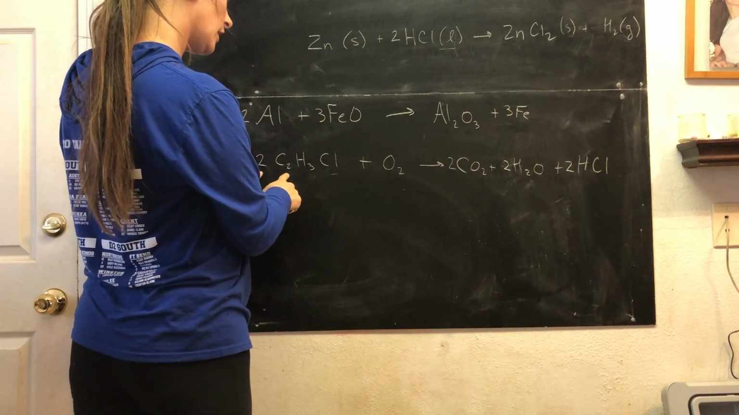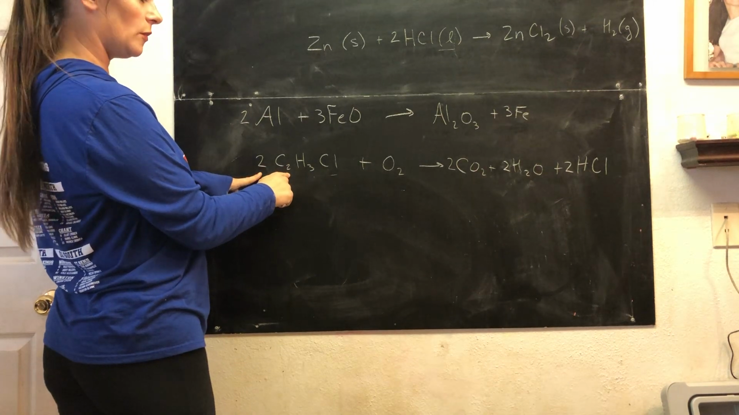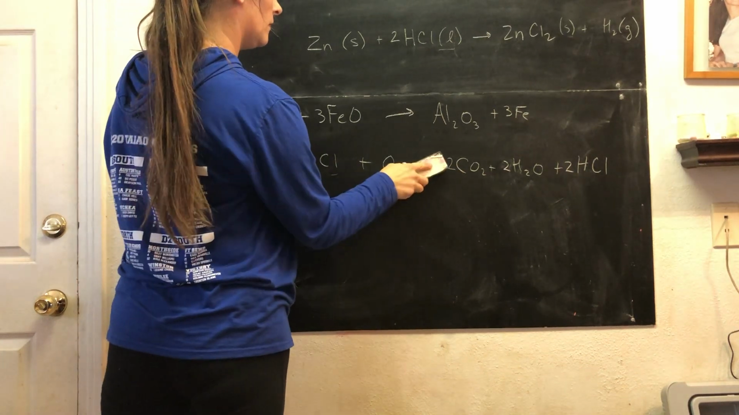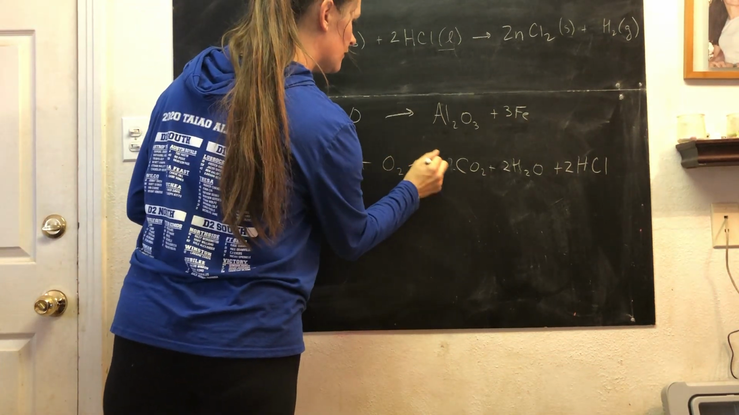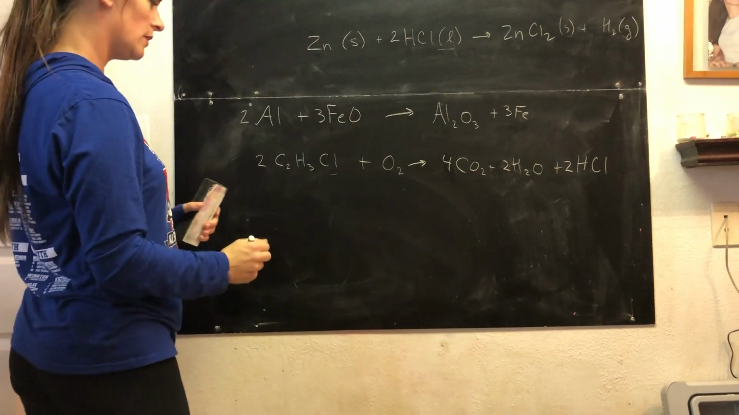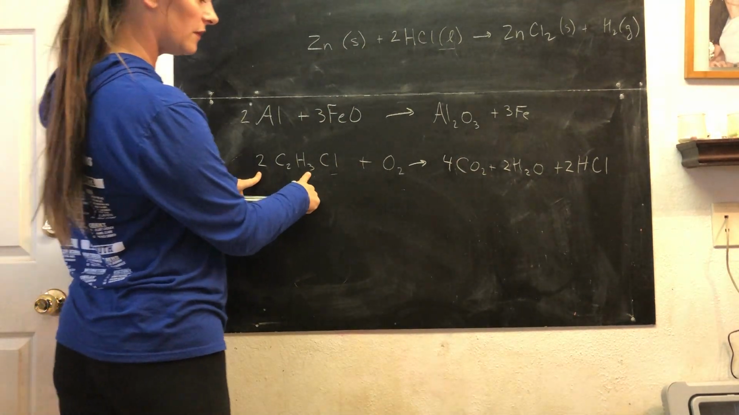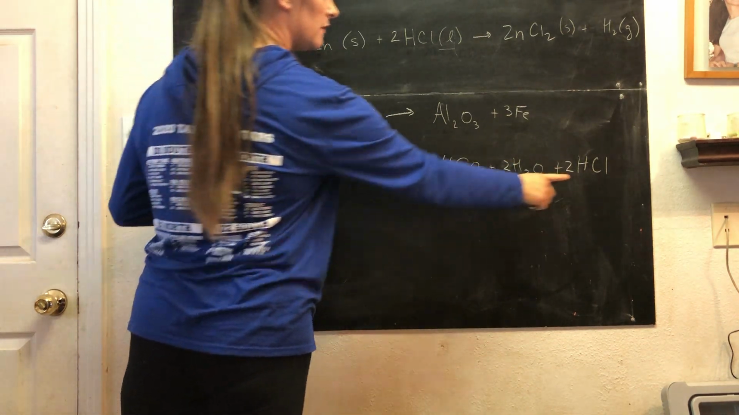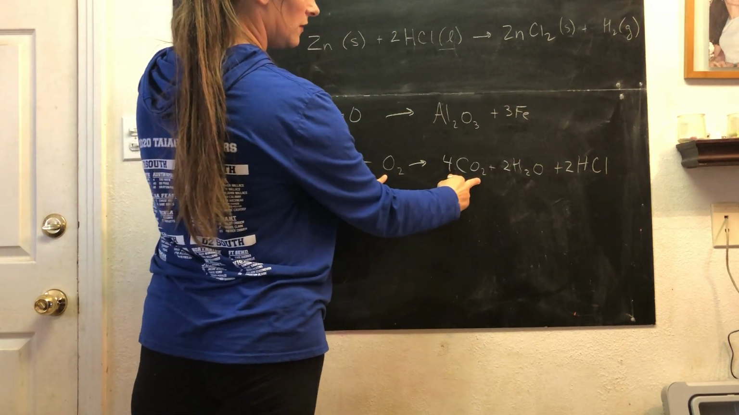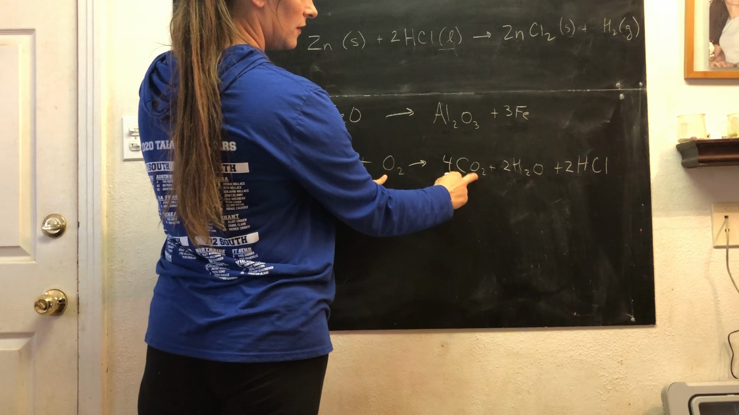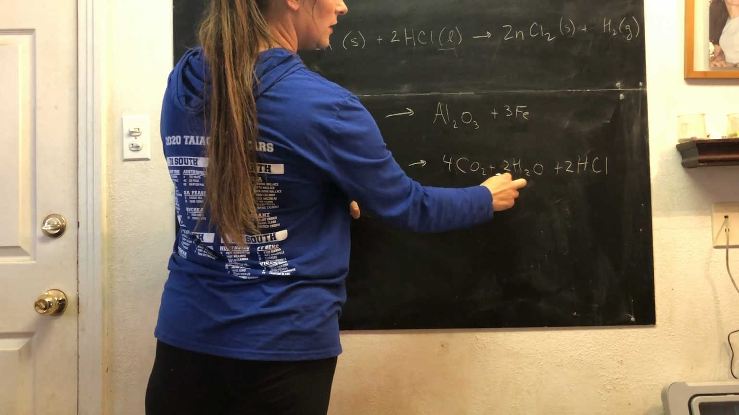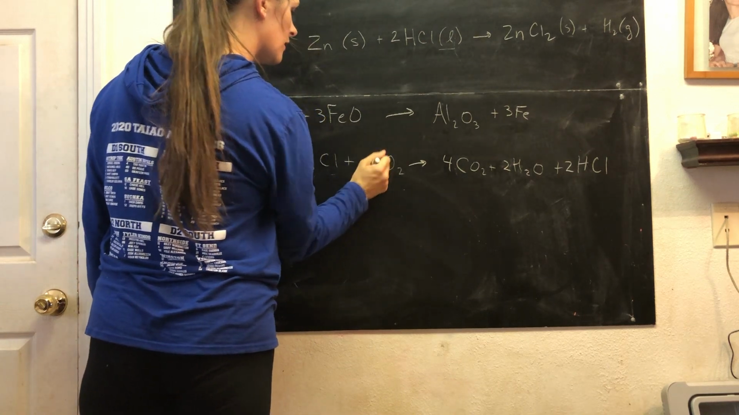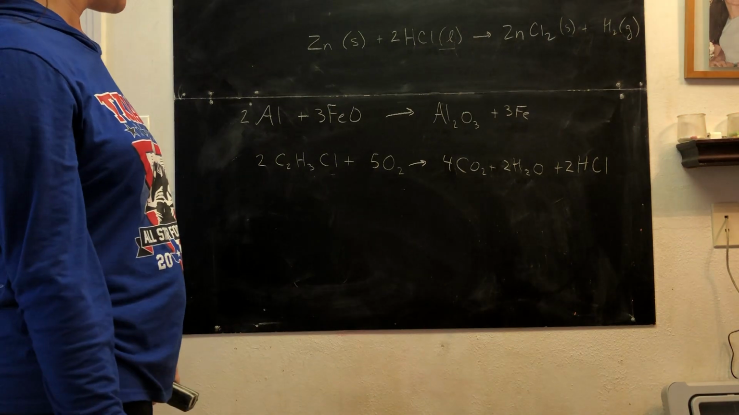So now we've got 4 carbons, right? 2 times 2 is 4. And only 2 here. So we're going to have to put this to 4. And how many hydrogens? 6. There's 4 here, plus 2 is 6. 2 chlorines, 2 chlorines, 2 oxygens. How many oxygens do I have? 8. 4 times 2 is 8, plus 2 is 10. So I need to put a 5 here. 5 times 2 is 10 in order to balance this. Is that right?